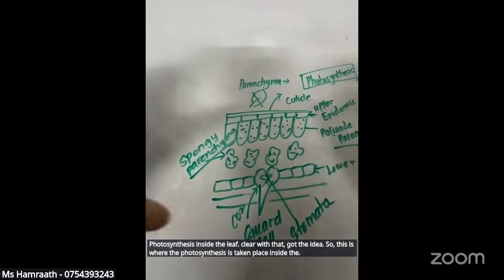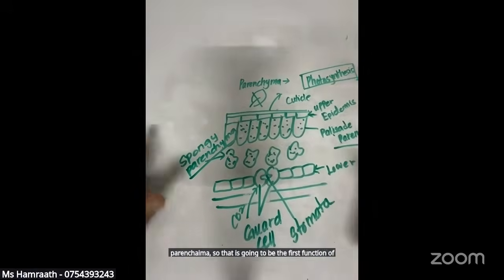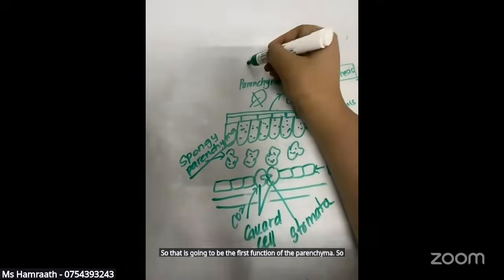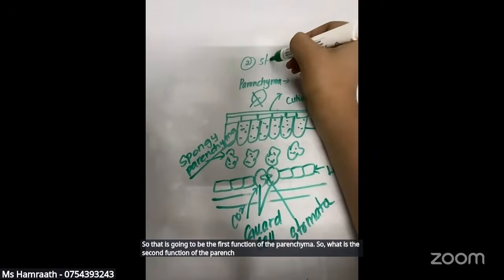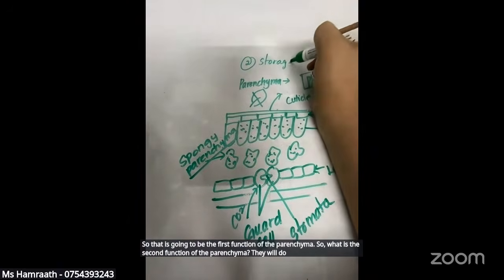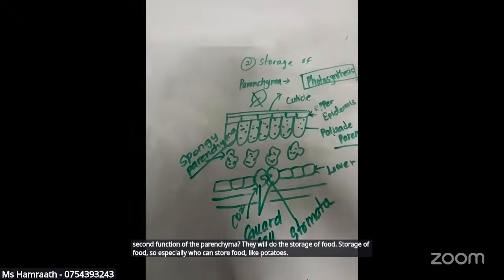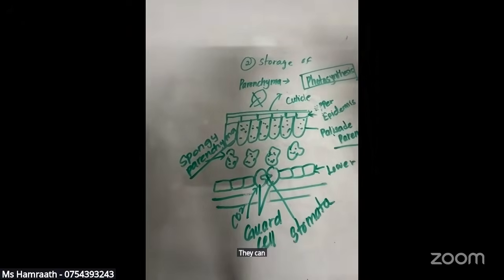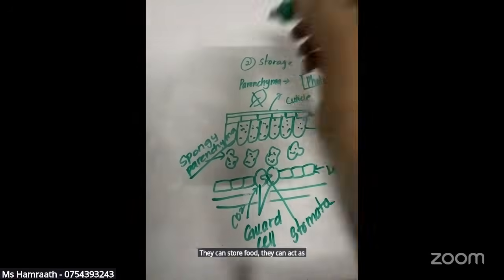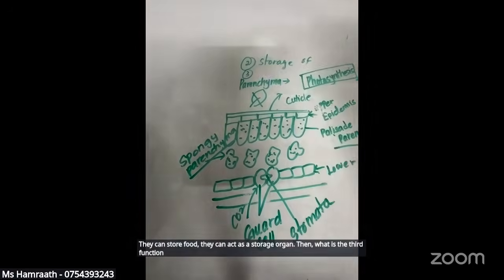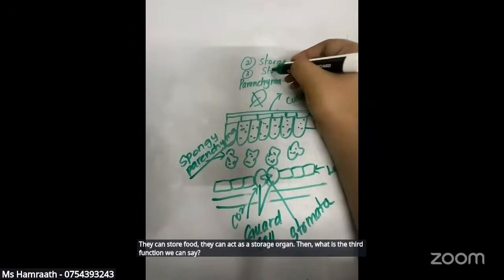So that is going to be the first function of the parenchyma. So what is the second function of the parenchyma? They will do the storage of food. Especially who can store food? Like potatoes, they can store food. They can act as a storage organ. Then what is the third function we can say? Store water. They can store water.